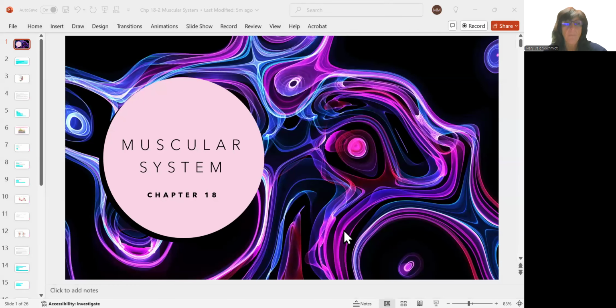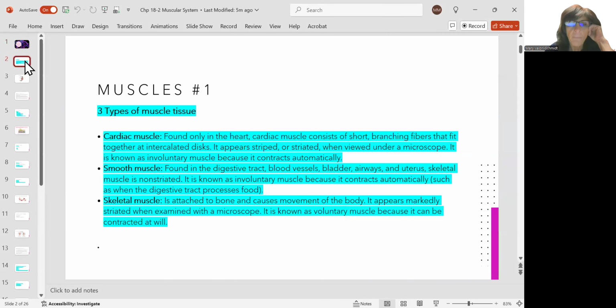Okay, hey guys, so this is the muscular system, chapter 18 in the Rosedale textbook. So let's get started. We have three types of muscle tissue in our body: cardiac muscle, smooth muscle, and skeletal muscle.